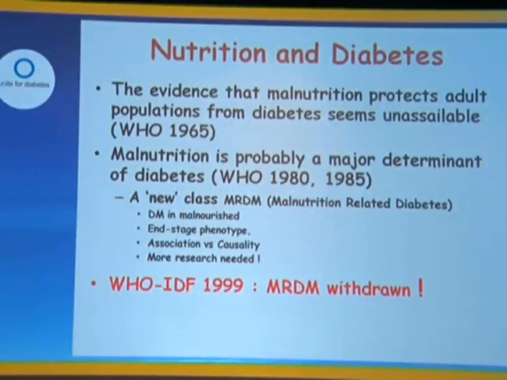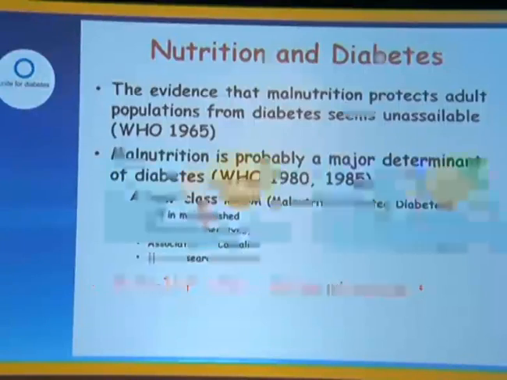I started my career with this. In 1996, I wrote a position statement on MRDM for the WHO IDF committee, for basically George Alberti and Paul Zimmet. And the recommendation was to continue the entity but put in more research, but for reasons best known to the committee, they just withdrew this. And you can see how confusion actually has mounted about the role of overnutrition, undernutrition in diabetes.